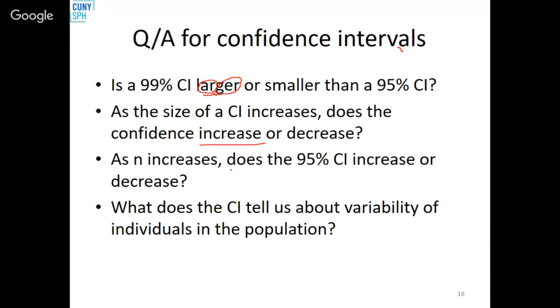As n increases, does the 95% confidence interval increase or decrease the size of the interval? It decreases. Because the standard error decreases, sigma over square root of n, the variability of the sampling distribution gets smaller and smaller. The less the sampling distribution will vary from the true population mean.